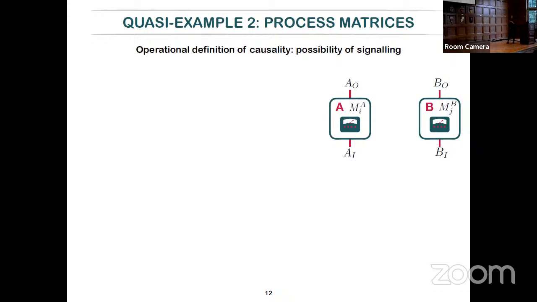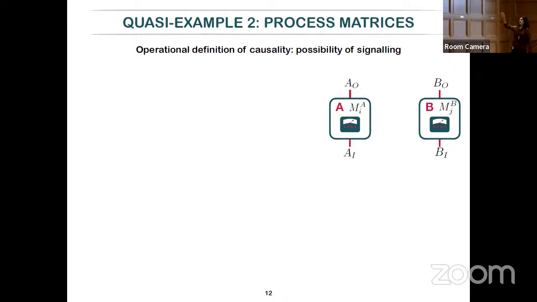What does it mean in this language to have an indefinite causal order? We will see that in one slide, more technically, but roughly, the meaning is that we describe causality operationally in terms of the possibility of signaling. So if A cannot signal to B, A cannot be in the causal path of B. If B cannot signal to A, then B cannot be in the causal path of A.